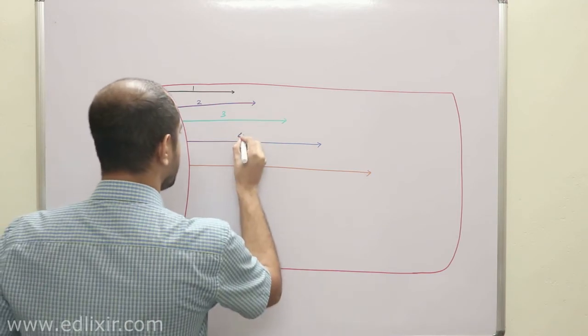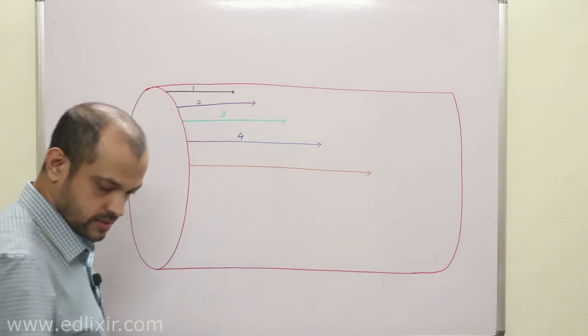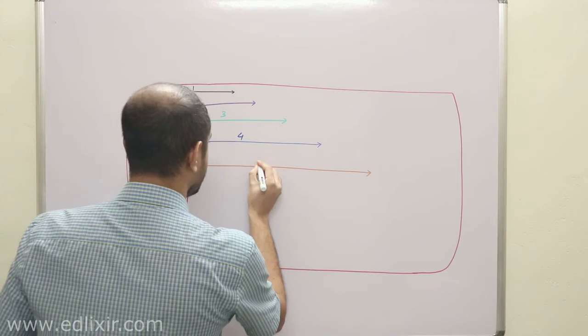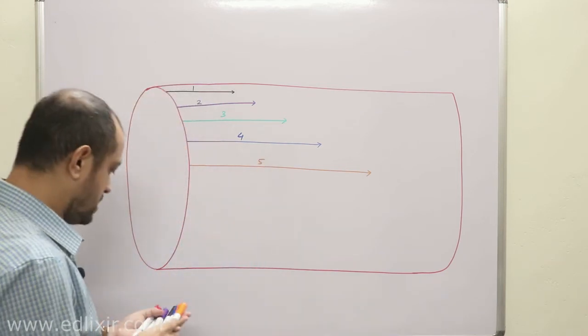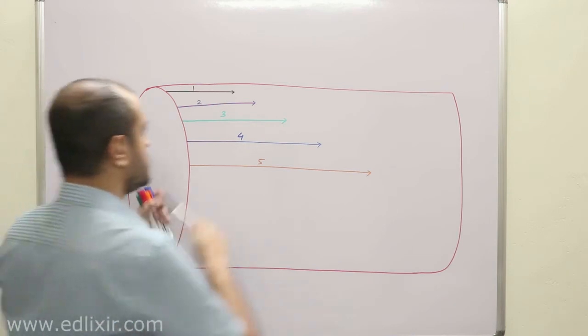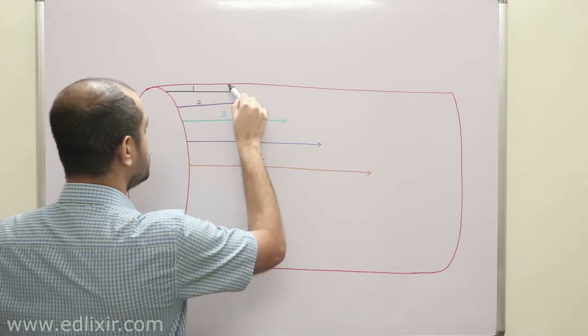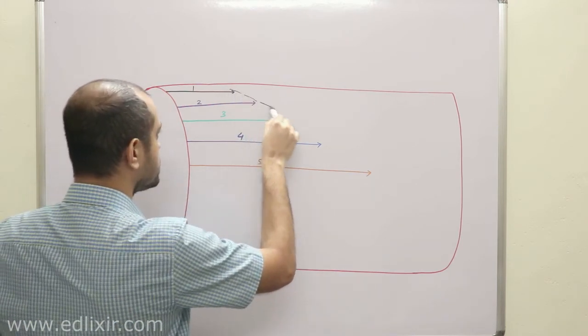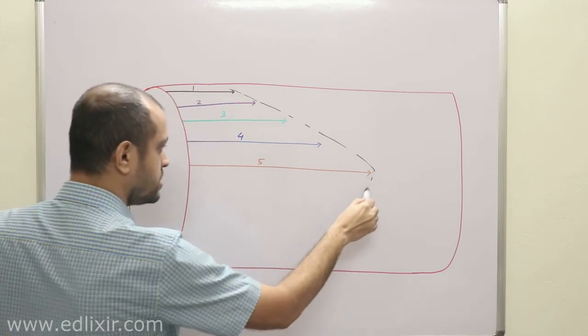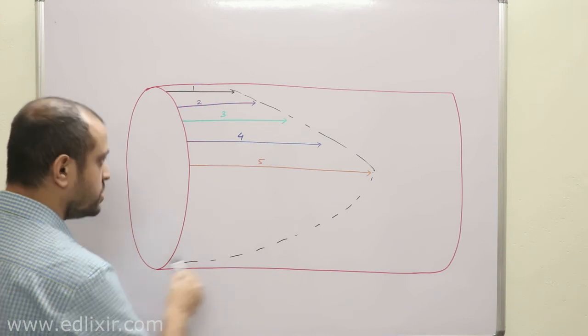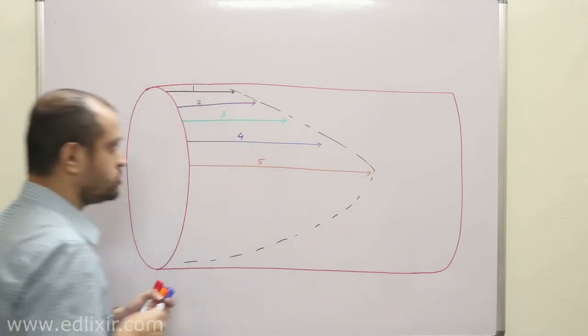This is layer 4 and this is layer 5. Now the interesting point you need to understand here is this, that if you now join these velocity heads, I am not drawing, then you will get a bullet shaped structure, right, if you join these velocity heads.